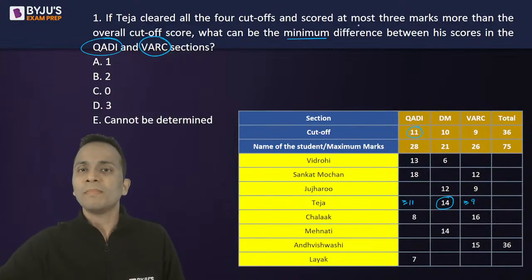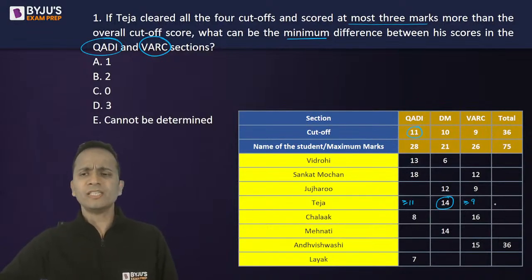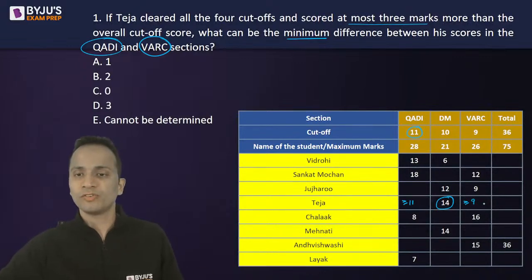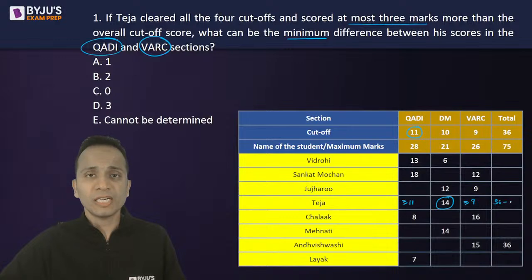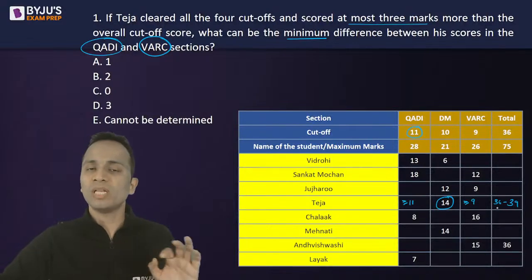Also, he has scored at most 3 marks more than the overall cutoff. So he has already cleared the overall cutoff, which is 36. If I look at the total, the total can be a maximum of 39, because they are saying that the total score is at most 3 marks more than the overall cutoff. So he has cleared the overall cutoff of 36, and at most 3 marks more than this means 36 plus 3, 39. So he can score a minimum of 36 and a maximum of 39 when the total is concerned.